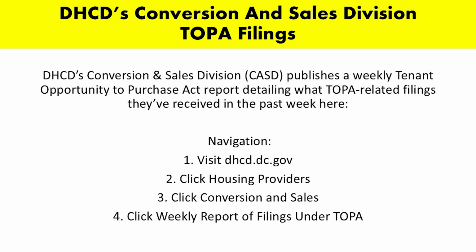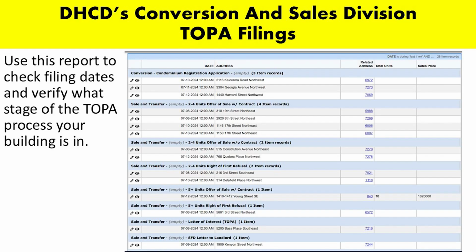So this is what the report looks like. So it'll list all the different sort of types of sale and transfer over the previous week and exactly what address it is. It'll even tell you the sales price for some of these buildings. So this can be a treasure trove of information. And this is really useful to find out, to verify what stage of the TOPA process your building is in.